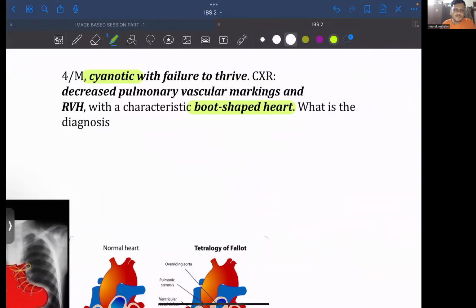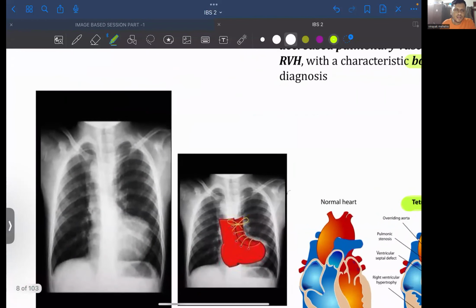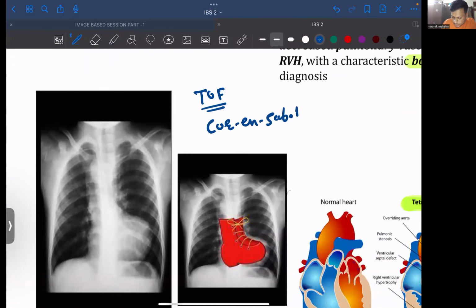Yes, it is tetralogy of Fallot. You would have seen the answer if someone is very clever. Answer is coeur en sabot. That is tetralogy of Fallot, right? This is what we call coeur en sabot, or also called boot shaped heart. Boot shaped heart.